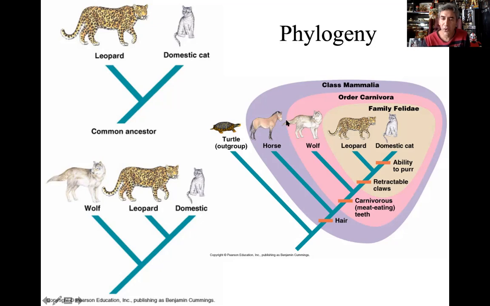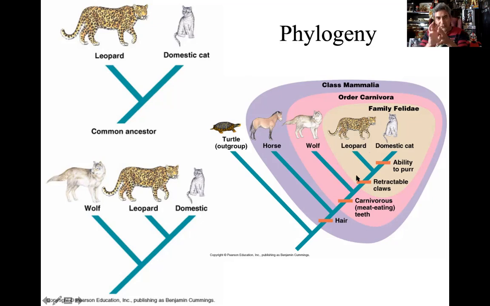Well, of those, the horse is most distinct. So at this sort of area here, we see that the turtle doesn't have fur or hair. They all do. So that's going to be a unifying quality, unifying trait. Everything to the right of that branch would have hair. So horse has hair, wolf has hair, leopard has hair, cat has hair or fur, right? So now we need to see what separates the horse from the other three. Well, the horse doesn't eat meat. It's an herbivore. Everything else eats meat. So carnivorous, meat-eating teeth.